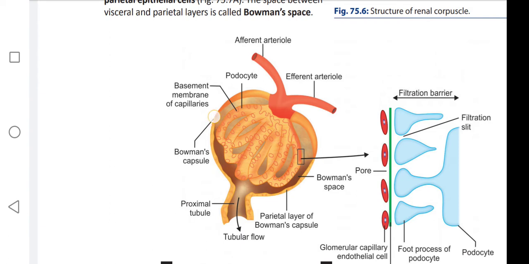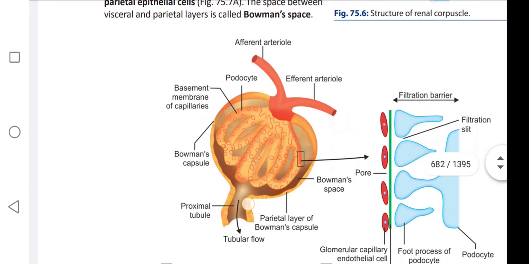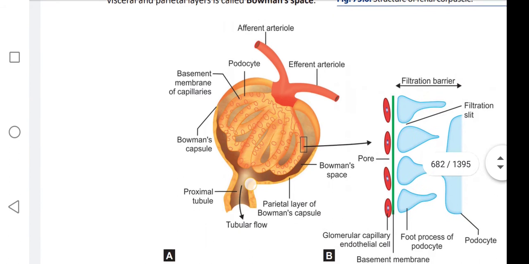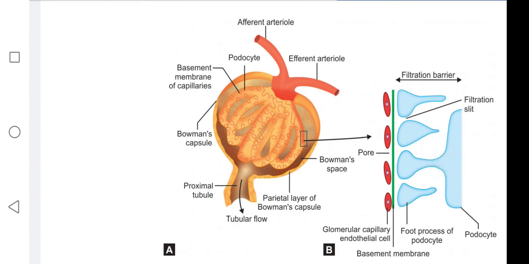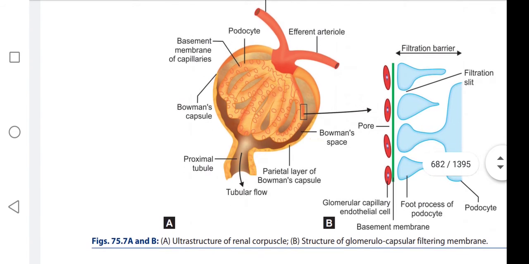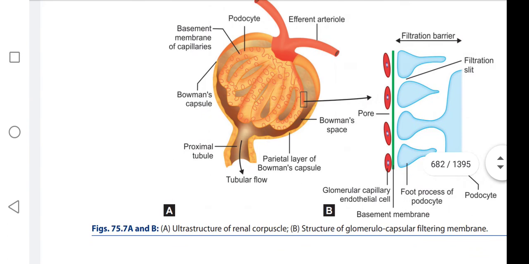And this is the Bowman's capsule. And this is the PCT, proximal tubule, and tubular flow. In ultrafiltration, the fluid formed is tubular fluid that flows here. And this is the parietal layer of Bowman's capsule.